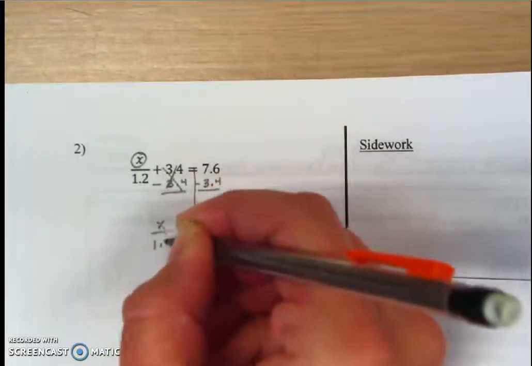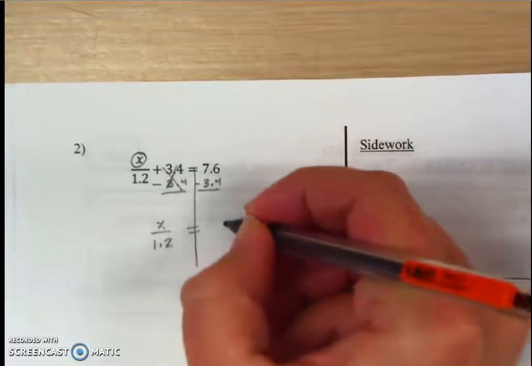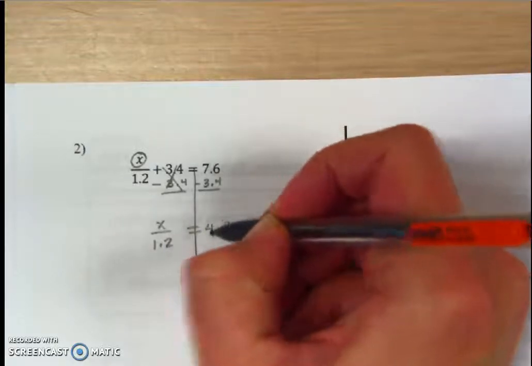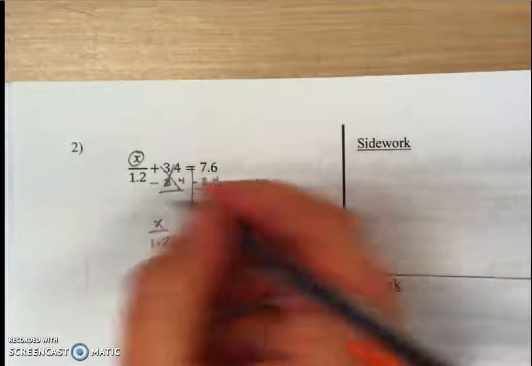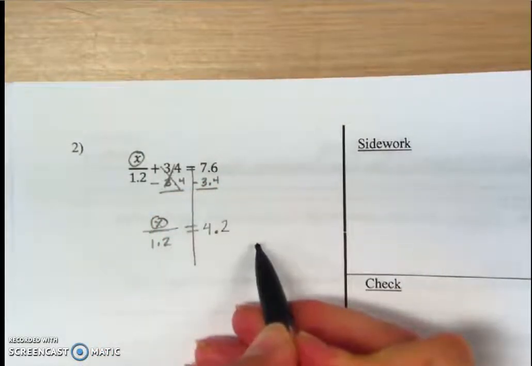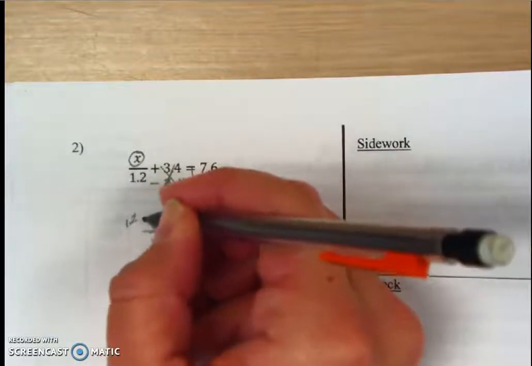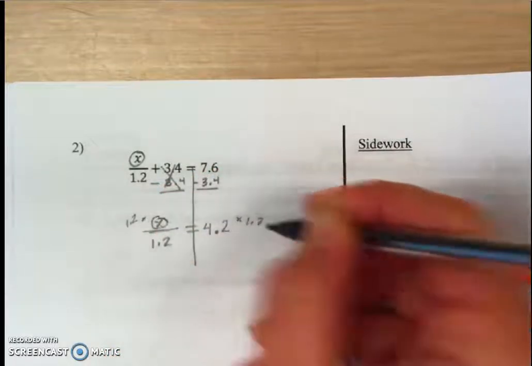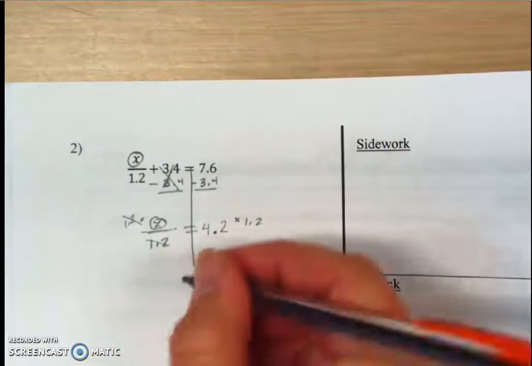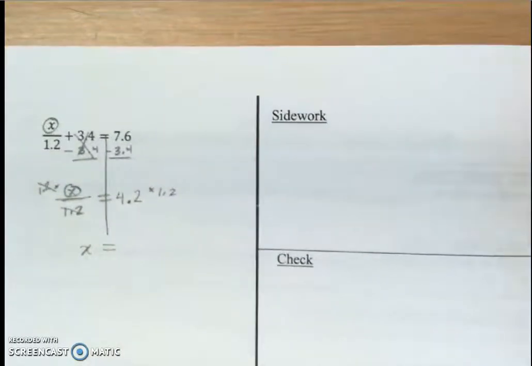X over 1.2 will be equal to, let's do the subtraction. 6 minus 4 is 2. Bring down the decimal. And 7 minus 3 is 4. All right, so what this tells me is they took X, they divided it by 1.2, and they got 4.2. So to undo this division, I will multiply both sides by 1.2. 1.2 over 1.2 cancels out to a 1. So all I'll have left is X, which is what I want, but I've got to do that multiplication over here to the side.